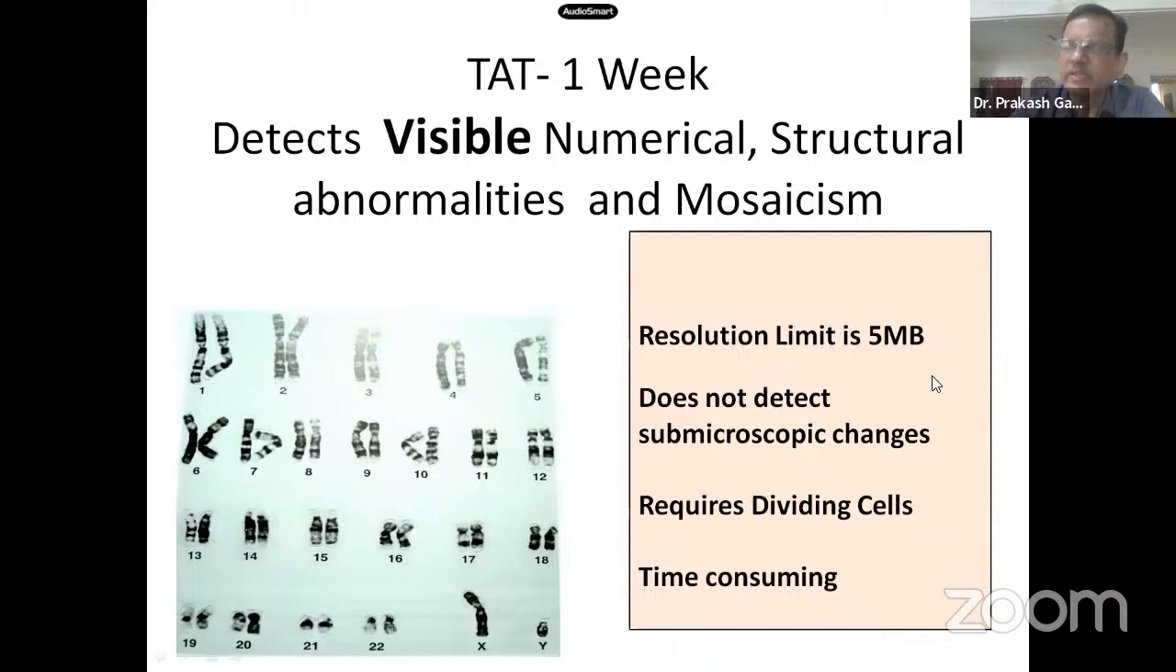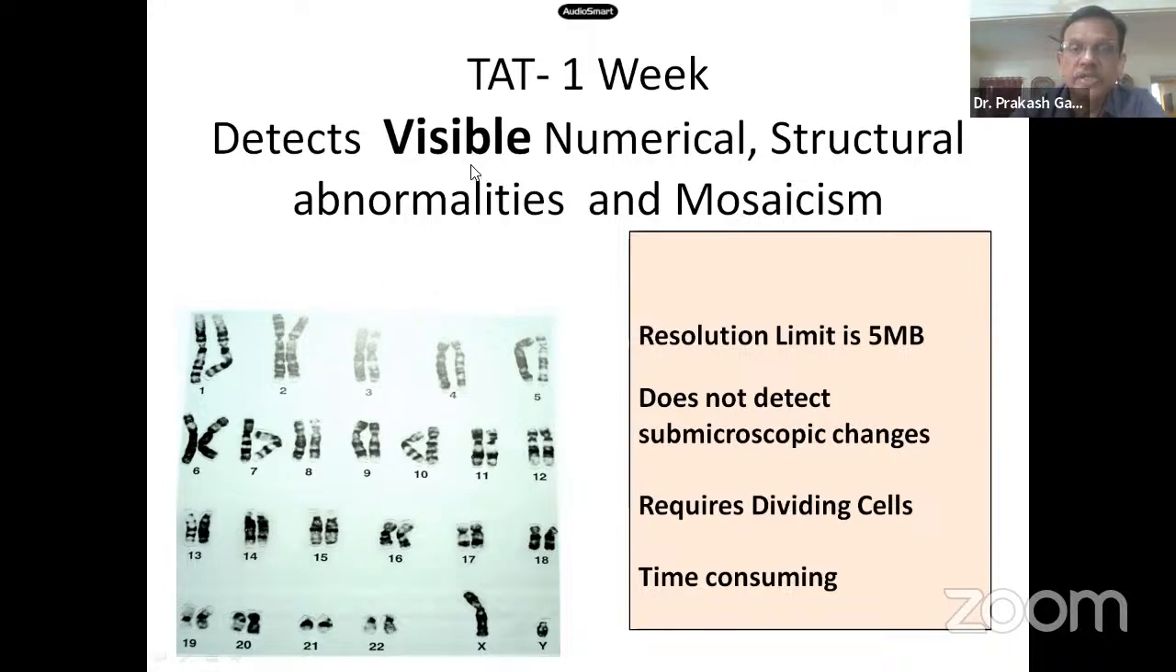As I said, there is a resolution limit because we are taking this photograph through a microscope, and this limit is 5 MB, 5 megabases. So it does not detect small changes beyond this resolution. Also, one drawback is that it requires dividing cells, and it is time-consuming and requires expertise, as I said. But importantly, the strength of this investigation is that it is cheap, it is available at many centers, and it takes photographs of actual genetic structures, that is, chromosomes.